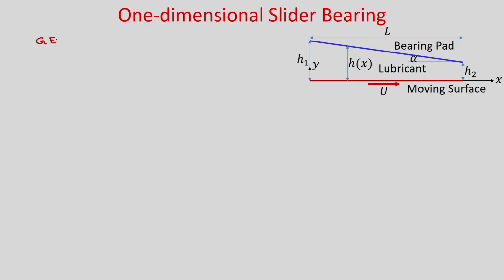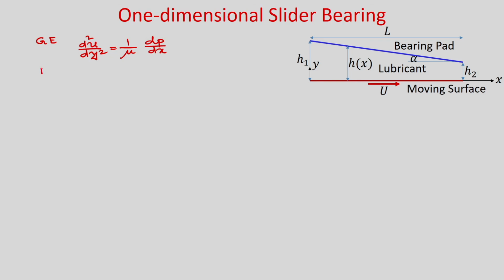While carrying out this analysis, first let us find the velocity distribution, then we will calculate the volumetric flow rate, and then we will use this Reynolds equation to find the pressure distribution inside this slider bearing. So, we have the governing equation to find the velocity distribution as d2u by dy square is equal to 1 by mu dp by dx. p is a function of x only because del p by del y is equal to 0 and in z direction del p by del z is equal to 0. So, p is a function of x only, similarly u is a function of y only.